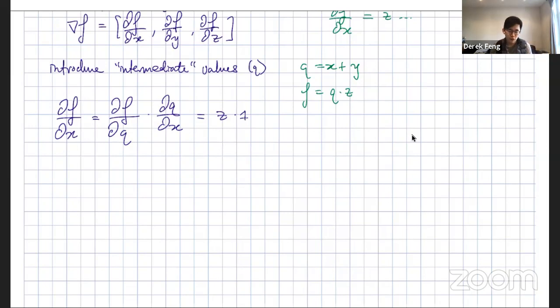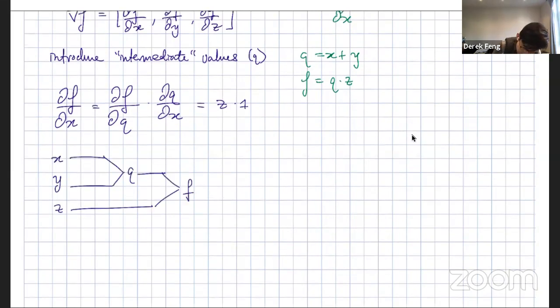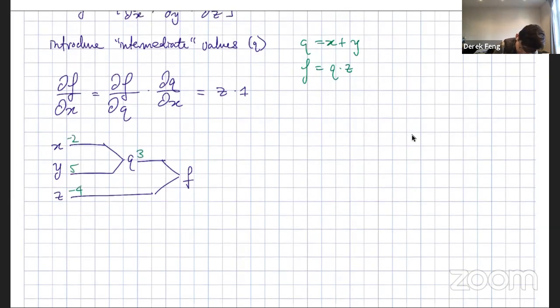Okay. So really what we have is, in some sense, this computation. Let us suppose that x starts off as -2, y starts off as 5, and z starts off as -4. So we know that q is just x plus y, so that equals 3. We know that f is q times z, so it's -12. This is basically saying what are the computations required to calculate f?